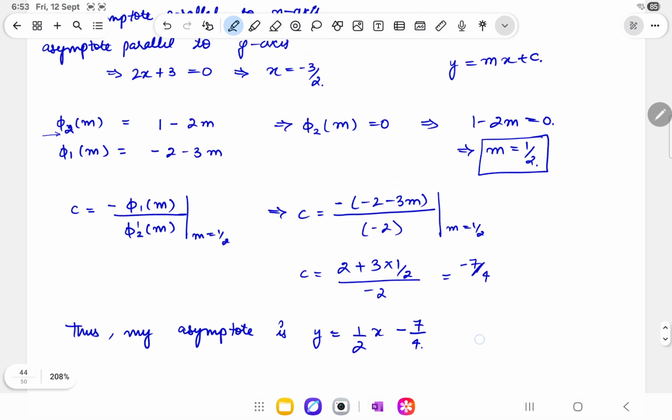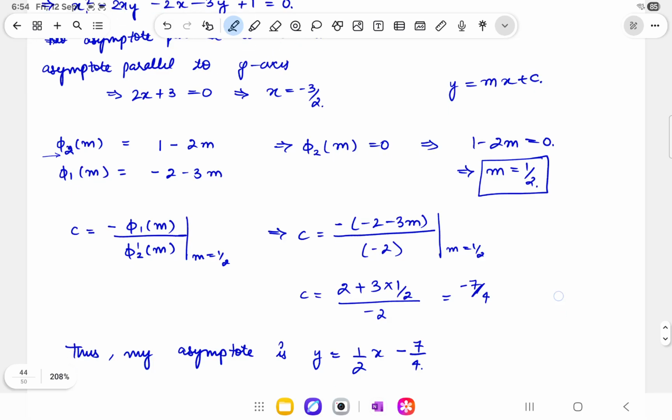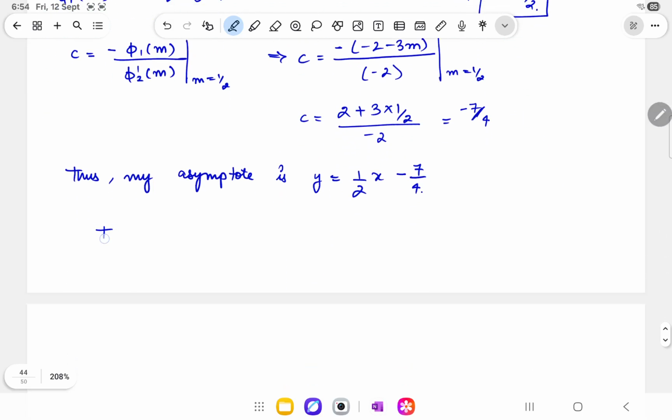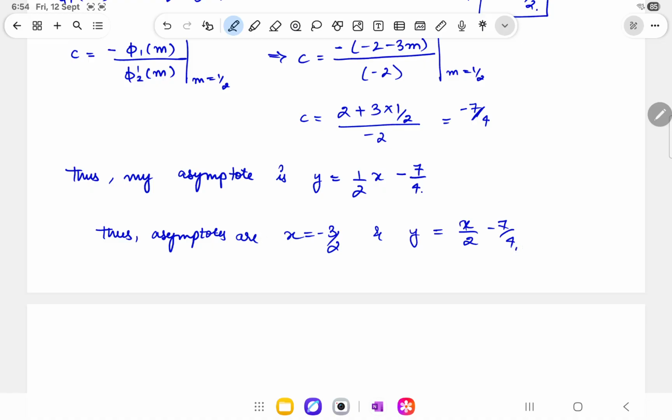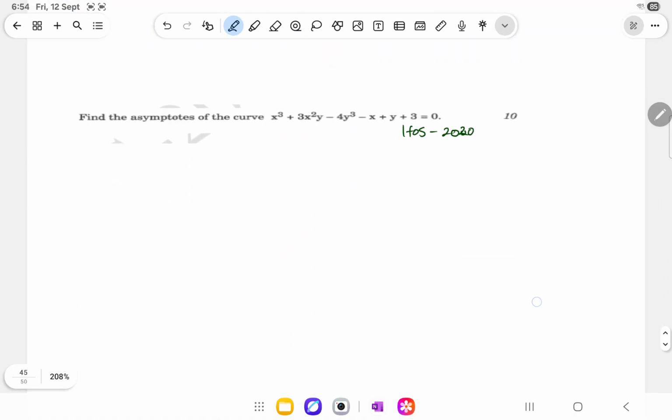So for the given curve, we have two asymptotes. The first asymptotes are x equals to minus 3 by 2 and y equals to x by 2 minus 7 by 4. So these are the two asymptotes to the given curve. So let's see the next question.